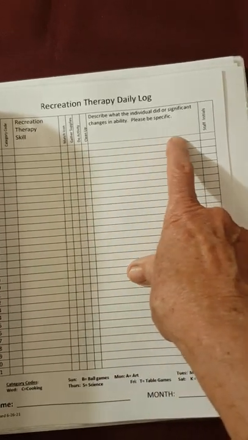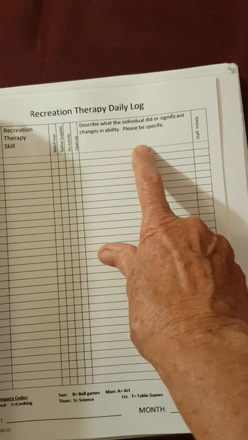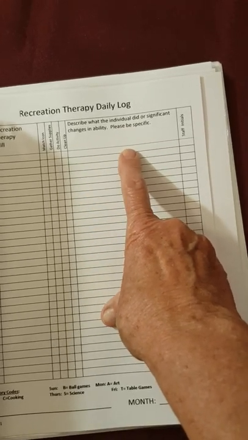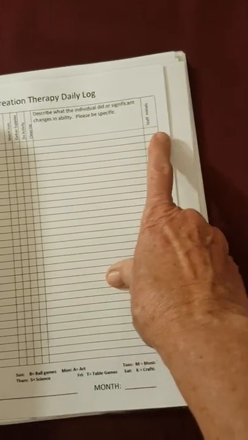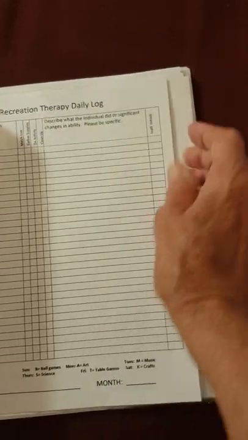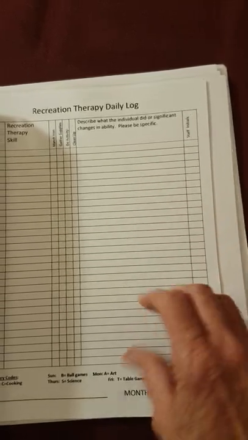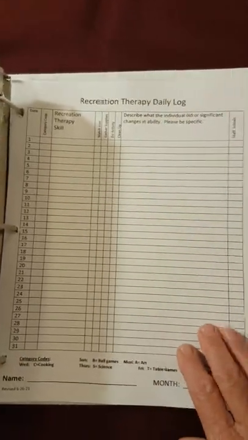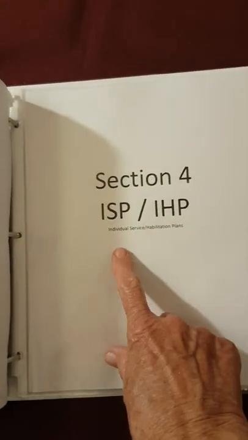Then I want to hear what the individual did, some significant thing they did or changes, and you can initial it. This you may want to tab for each person in the home, because this page is for 1 month and we come to their homes every 3 months, so there'll be at least three pages per person, so you may want to separate them with a tab per person. The fourth section is to be the ISP or the IHP.